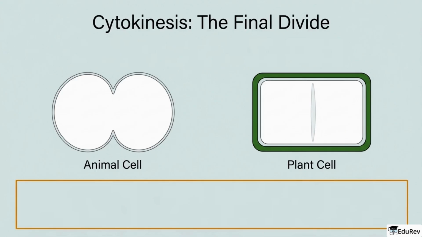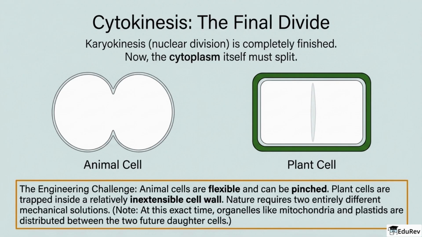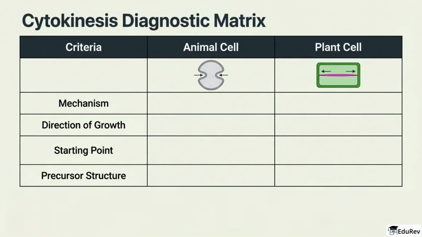Cytokinesis is the final divide. Karyokinesis is already complete, so the cell now has to split the cytoplasm itself. The important difference here is mechanical. Animal cells are flexible and can be pinched, while plant cells are trapped inside a rigid cell wall. Because of that, nature uses two different strategies to divide the cytoplasm. The slide also notes that organelles like mitochondria and plastids are distributed between the two future daughter cells during this stage. The cytokinesis diagnostic matrix makes the difference crystal clear.